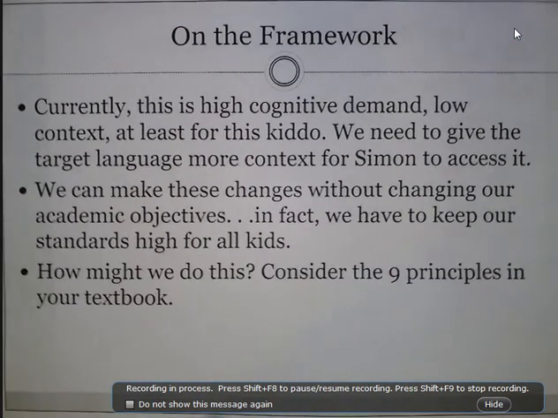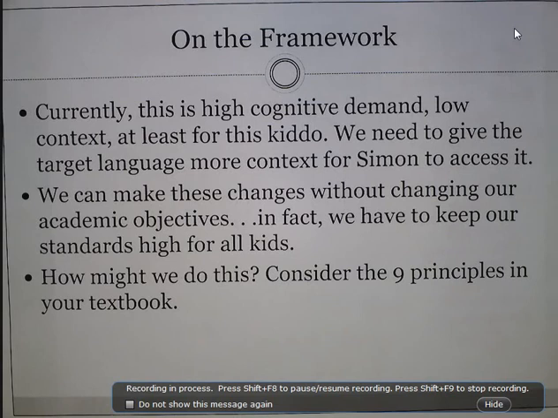The second question is, where does this assignment currently fall on the framework? Currently, this activity is high cognitive demand and low context, at least for this kiddo. We need to give the target language more context for Simon to access it. We can make these changes without changing the academic objectives. We've talked about that. How might we do this? I'm looking for specific solutions, specific modifications we might make to this assignment. To help you, you might consider the 9 principles in your textbook, particularly contextualization, since that's really what we're doing here.